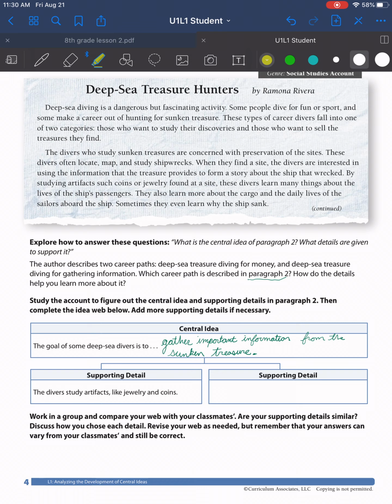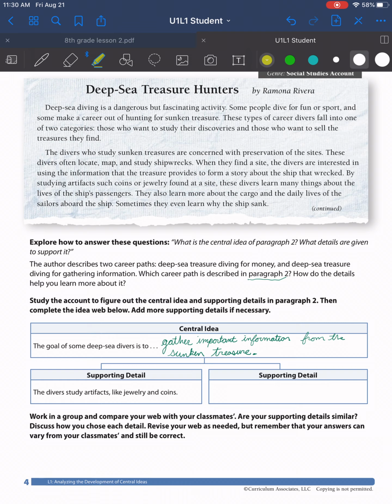When they find a site the divers are interested in, they use the information that the treasure provides to form a story about the ship that wrecked. By studying artifacts such as coins and jewelry, they can learn many things about the lives of the passengers. They can also learn more about the cargo and the daily lives of the sailors aboard. Sometimes they even learn why the ship sank. Okay, so that was a lot of information, but let's think for a second.